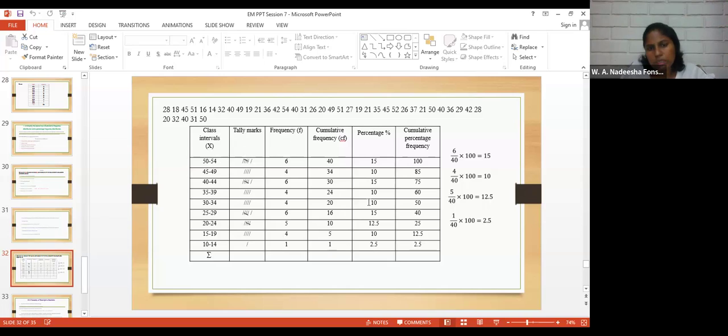Then frequency. Then another column is cumulative frequency. To find the cumulative frequency, you have to add the frequencies from the lowest value to the upper values. Here, the frequency of the lowest class interval is 1, so you put 1, the same 1 here. Then add 1 plus 4, 5. 5 plus 5, 10. 10 plus 6, 16. Likewise, the last cumulative frequency should equal the number of data points.